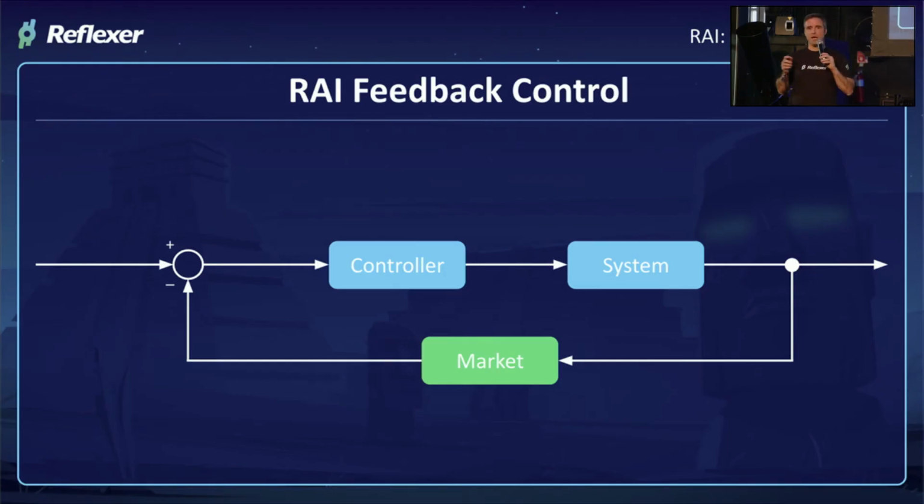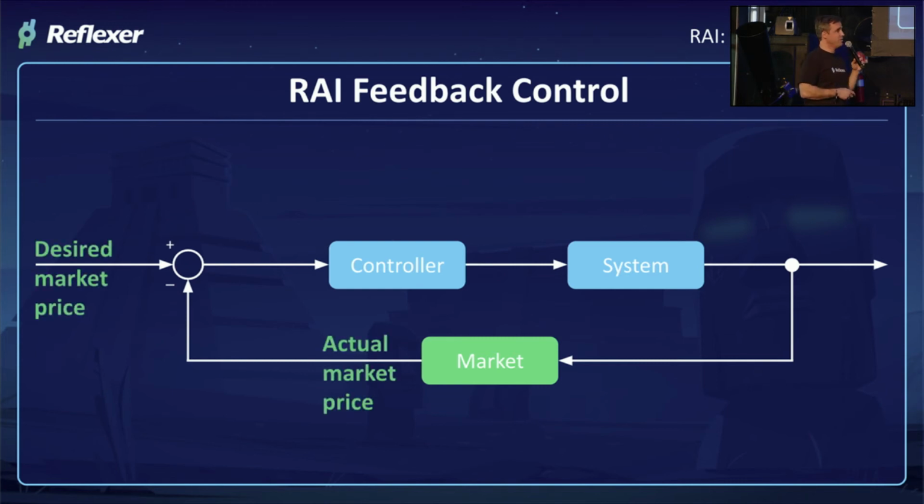Okay, so how do we use the principles of feedback control to make a stablecoin trade at its redemption value? Our desired market price is the face value of RAI. It's the redemption value. That's what we want the market to trade at. And the actual market price is where it is trading. So we have a smart contract that looks at the difference, and it sets a RAI rate, and that is going to appreciate or depreciate RAI and influence the market to converge.